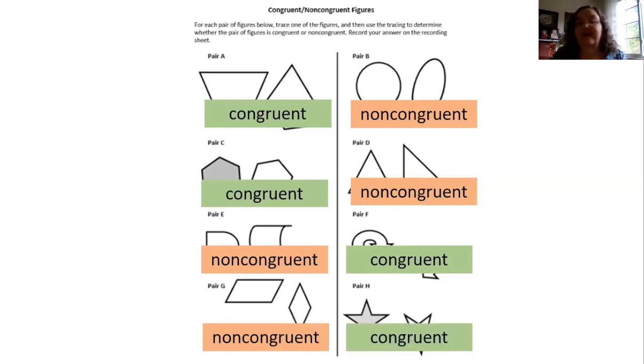congruent. I was thinking about Benjamin because he said the star was his favorite.